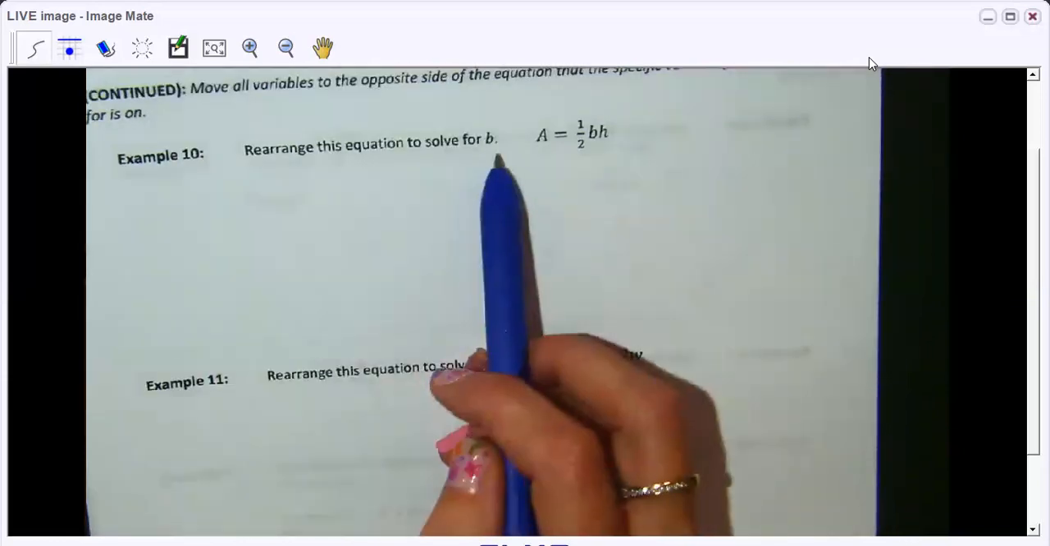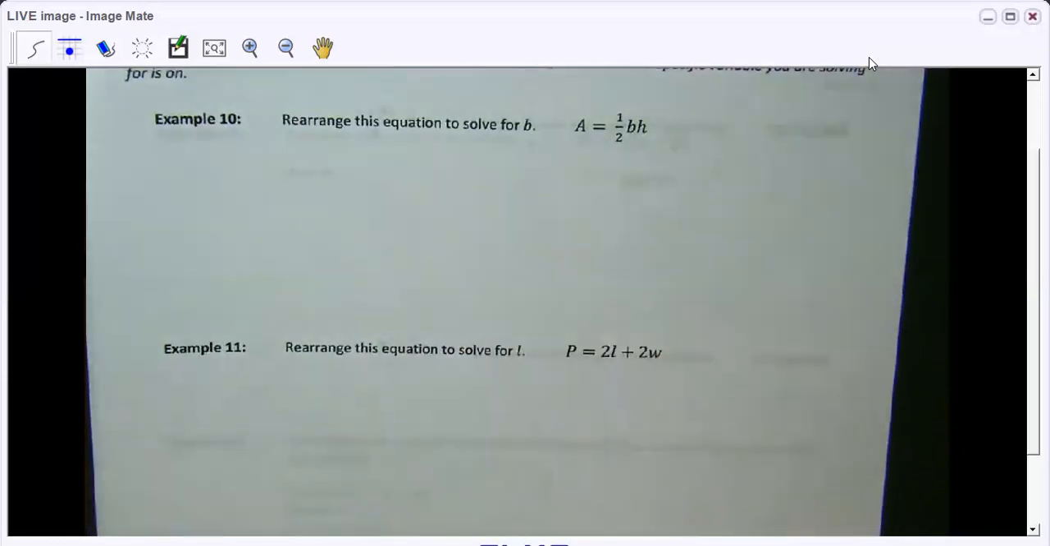Okay, rearrange this equation for B. This one's a little bit different because we have a fraction. So somebody tell me what you might want to do. If we're isolating B, we need to get rid of the 1/2 and the H. What would we do?